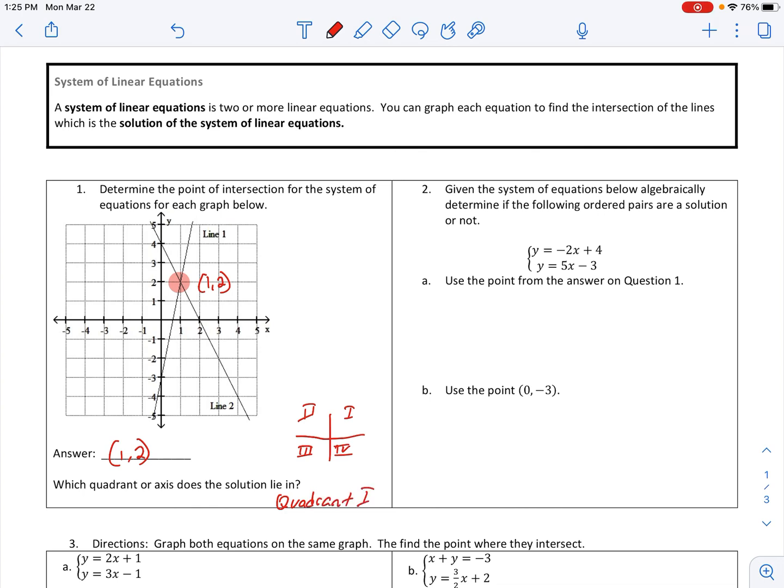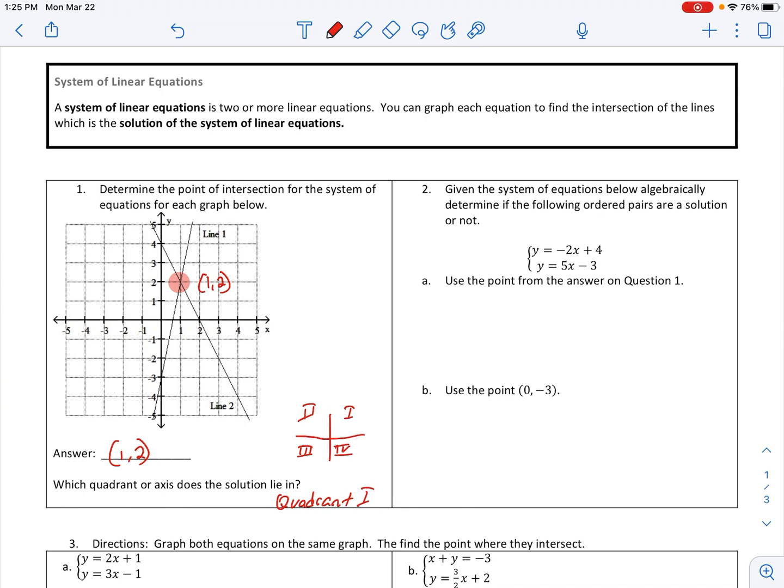Now, number 2: given the system of equations below, determine if the following ordered pairs are a solution or not. So what we want to do here is a follow-up question. Use the point from our answer in question 1, and see if it is a solution. So what we need to do is plug in 1 and 2 for x and y and see if both equations are true. If both equations are true, we know that that's a solution.